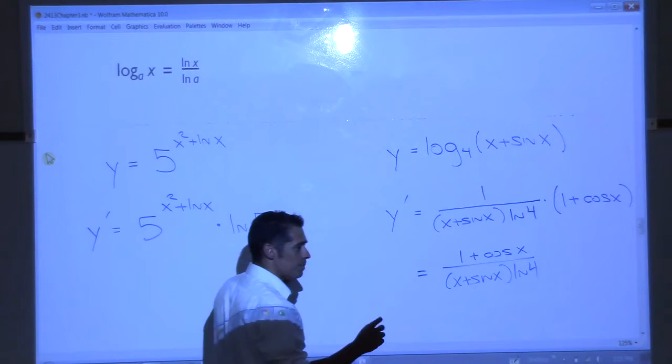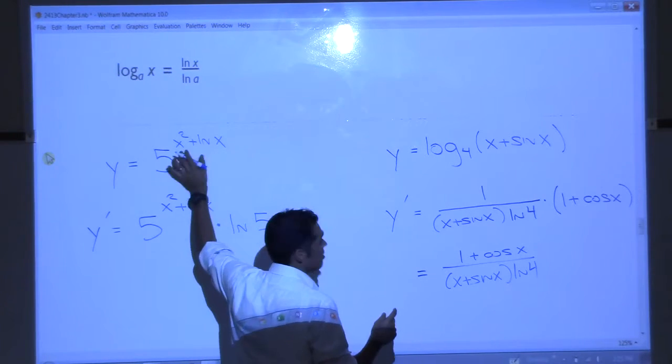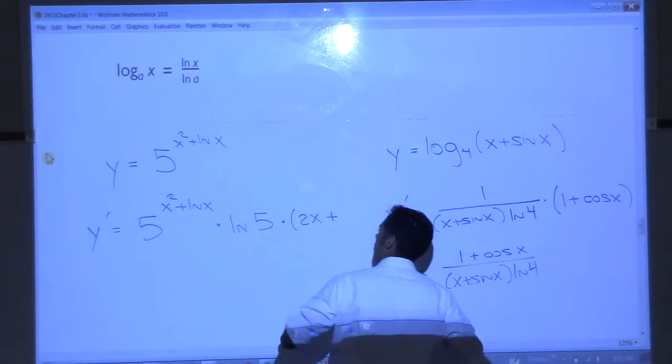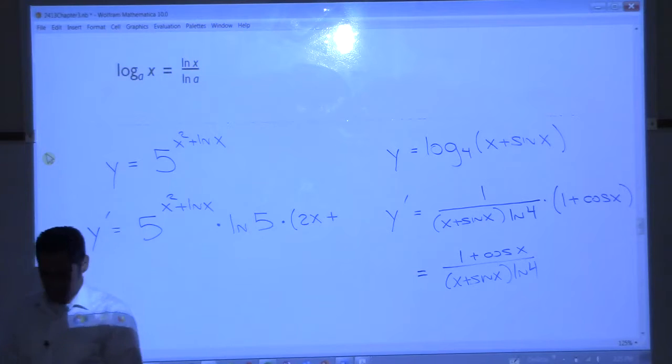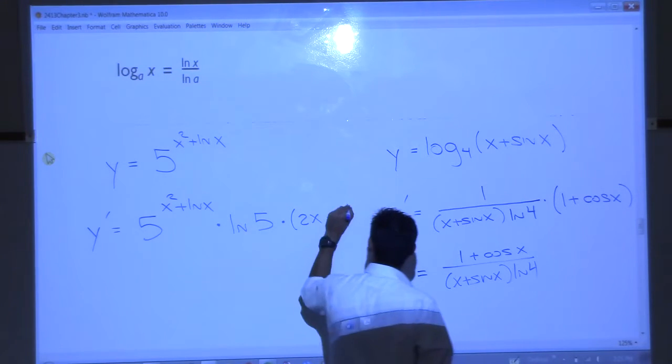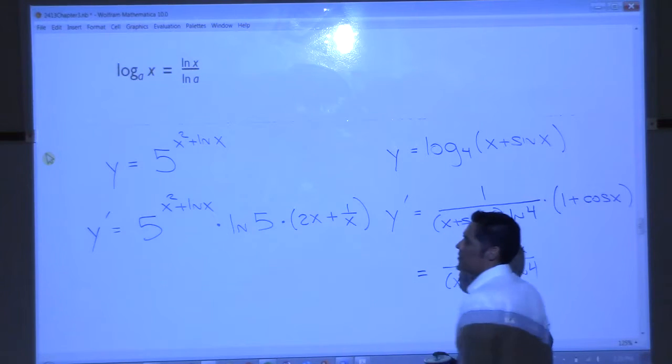2x. Okay, now I need this in parentheses because I'm going to get two terms, right? So I need 2x and then plus, drum roll, 1 over x. That's it. That's the derivative.